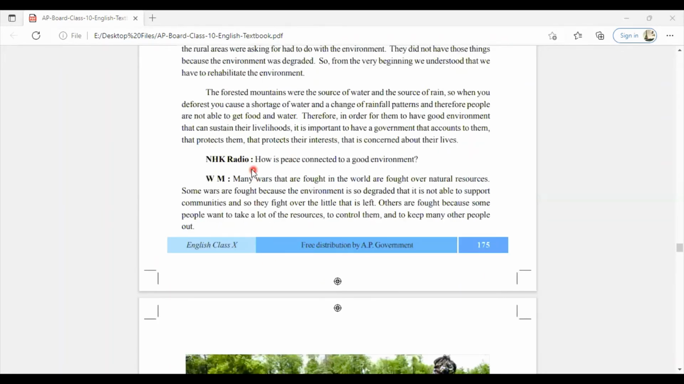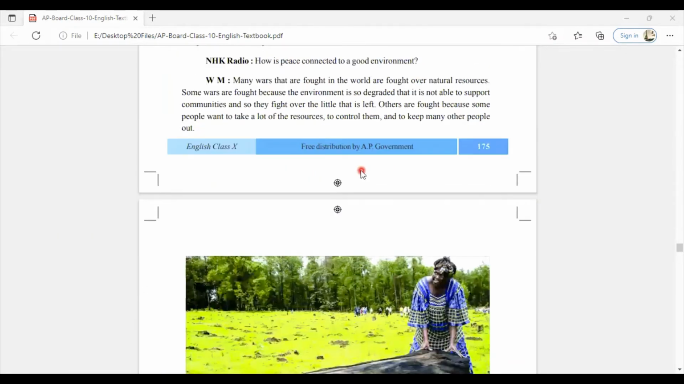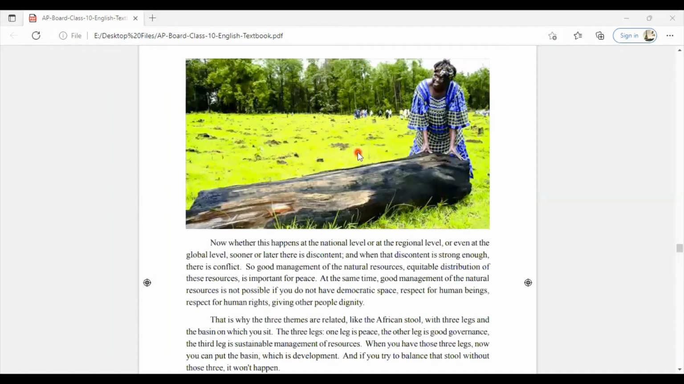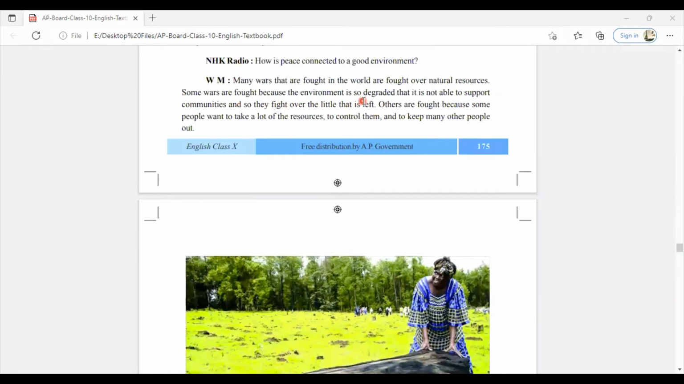Why am I saying this now? The second question is, how is peace connected to a good environment? So she thought that peace is connected to a good environment because there won't be any conflicts. No fights will be there, right? That means it will be peaceful. If natural resources are abundant, if they are sufficient, they will not fight at all. When there is no fight, there will be peace.